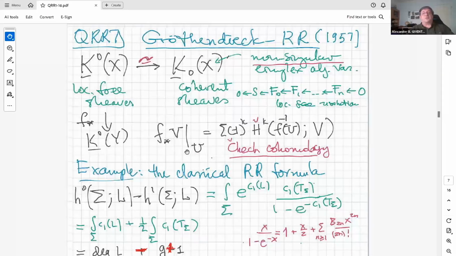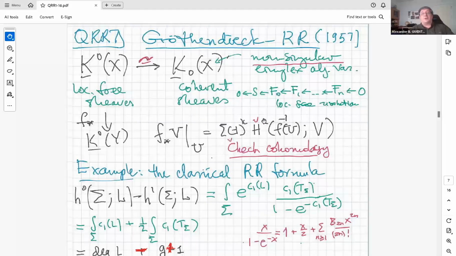You need to describe what the sections of it are over some open set U in Y. What you do is take the inverse image of that U in X, and compute, say, check cohomology of that inverse image with coefficients in the sheaf of sections of that bundle V.